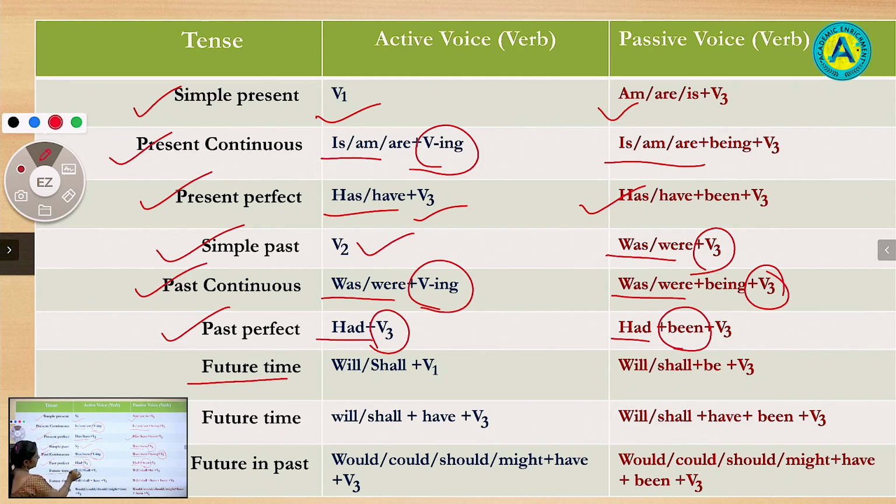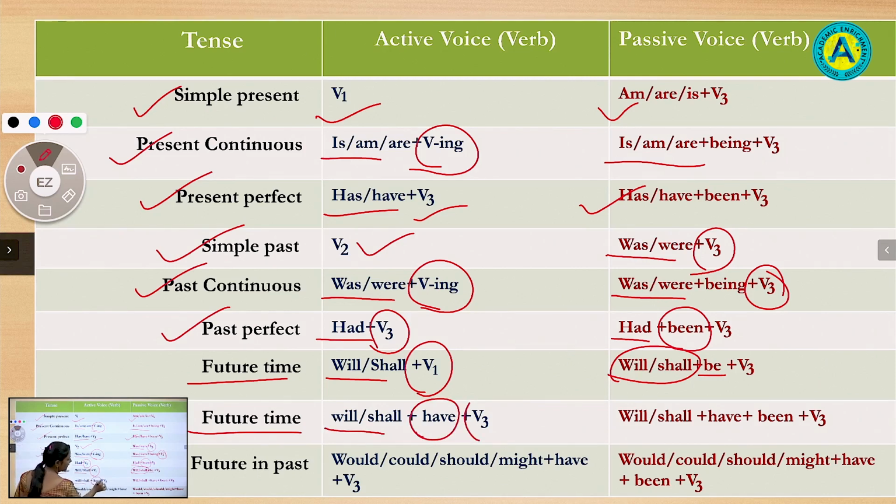Future time. What are the verb forms in future time? Yes, students. Will/shall followed by verb 1. Then in passive voice, will/shall followed by be followed by verb 3. Other structures in future time: will/shall, then have, then verb 3. What is the passive form? Will/shall, then have, then been followed by verb 3.